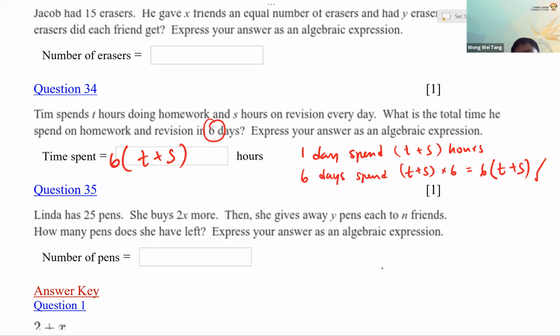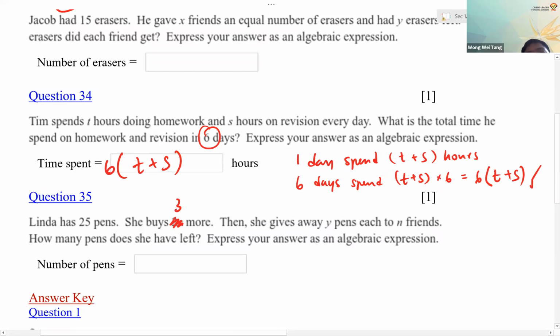She has 25 pens and she buys 2x more. 25 times 2x? I don't think that's correct. Why times 2x? You don't get to choose plus, minus, times, divide by yourself. It depends on the question. Okay, so let's change again. Same strategy. If you're confused about 2x, just change it to some other number.